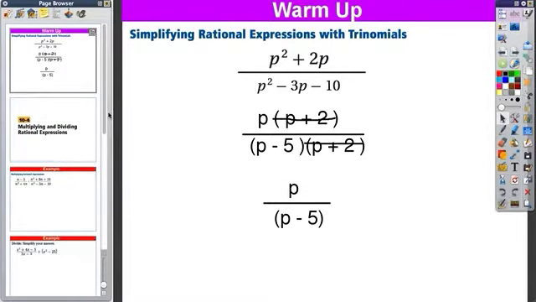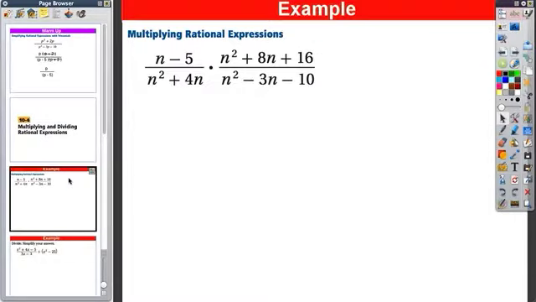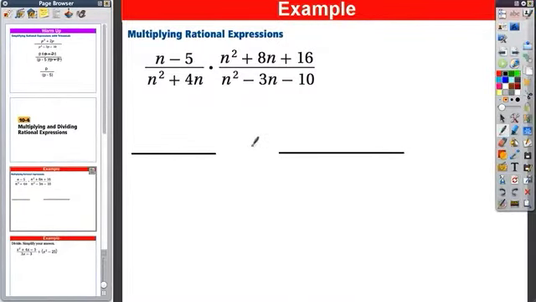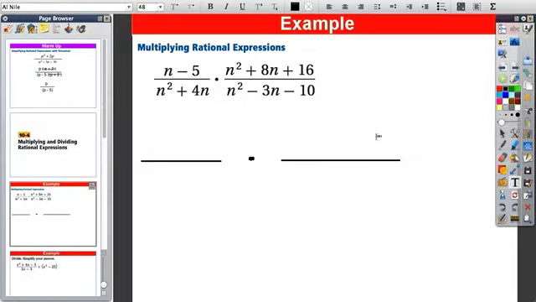Okay, now let's go ahead and look at the actual lesson. So let's go ahead and try to do one problem. Alright, so here we're trying to multiply those two polynomials. So we're going to factor each one. Okay, I'll do the dot with the pen here. Okay, so let's go ahead and factor the top.